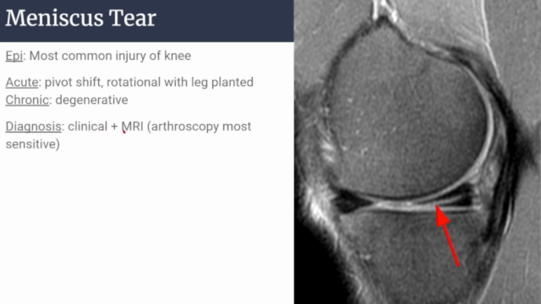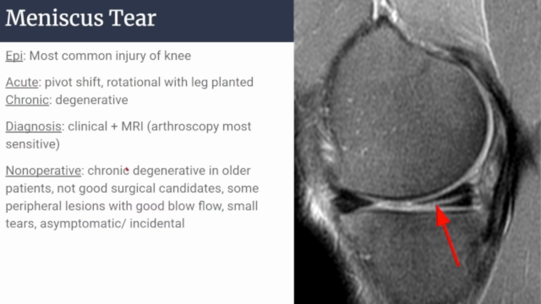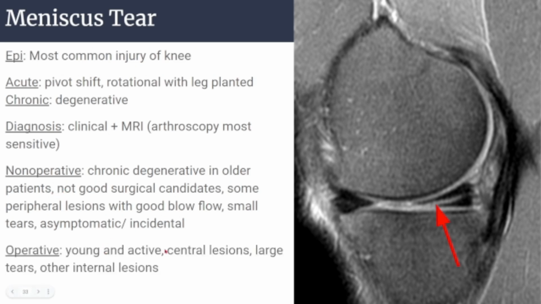Diagnosis is a combination of MRI and clinical decision, or clinical exam. However, arthroscopy is the most sensitive, but not indicated in the vast majority of cases. In patients with chronic degenerative changes, not necessarily surgical. Some other reasons you may not operate as well. However, young active patients, typically with large tears, benefit from repair.